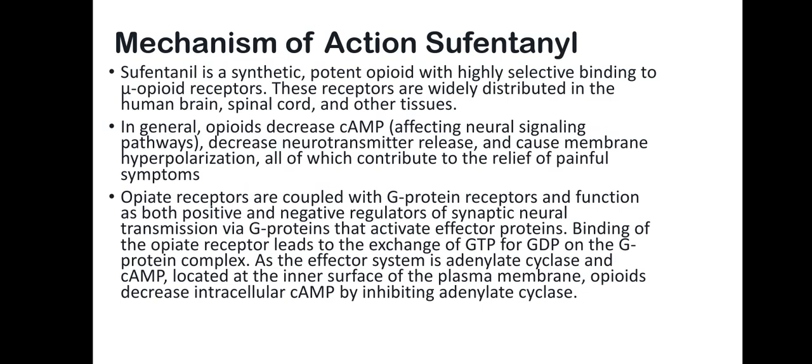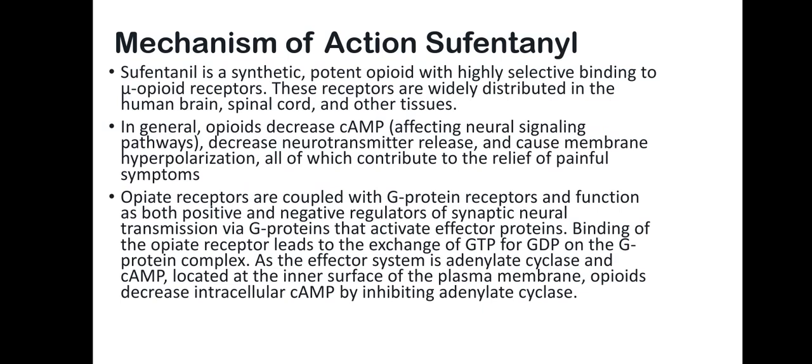Mechanism of action of sufentanil. Sufentanil is a synthetic potent opioid with highly selective binding to mu opioid receptors. These receptors are widely distributed in the human brain, spinal cord, and other tissues. In general, opioids decrease cAMP, affect neural signaling pathways, decrease neurotransmitter release, and cause membrane hyperpolarization, all of which contribute to the relief of painful symptoms.